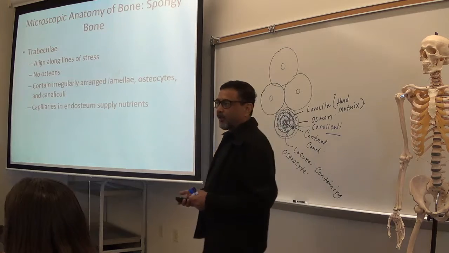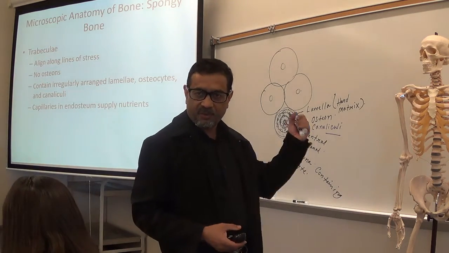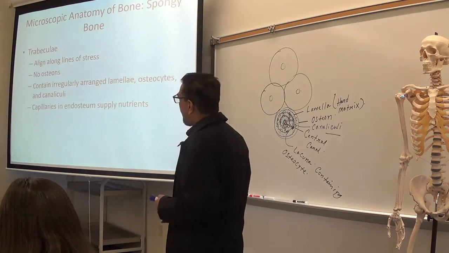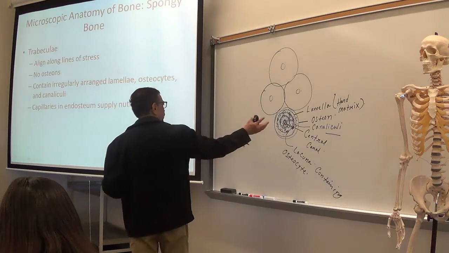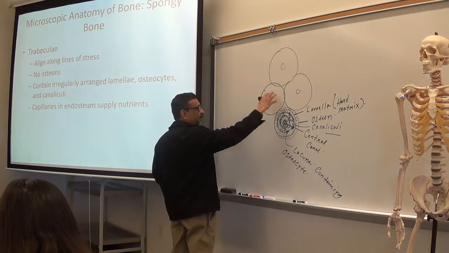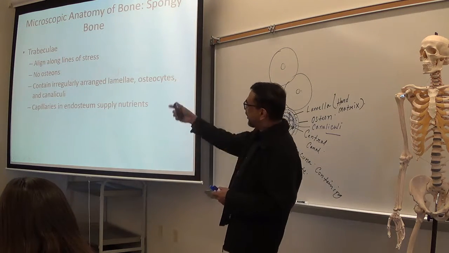In a spongy bone, we don't see that kind of structure. In a spongy bone, we have many broken osteons, not complete. We see many incomplete osteons in spongy bone and trabeculae.